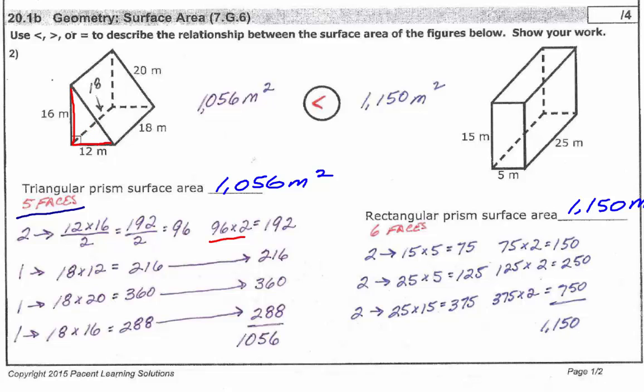All right, let's get rid of that. And then we're going to do one of the rectangles. So we're going to do this 18 by 12 rectangle. 18 by 12, that's this right here, that's the bottom. Then we're going to do the 18 by 20 rectangle. That's this side right here, 18 by 20.